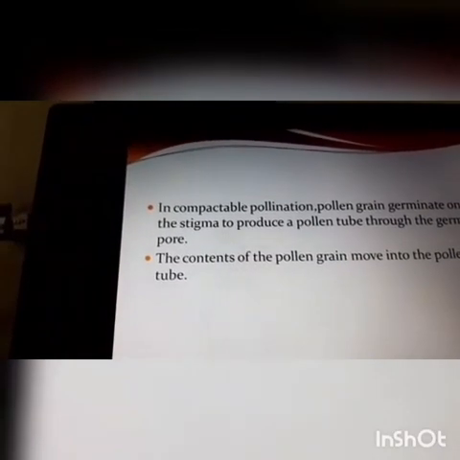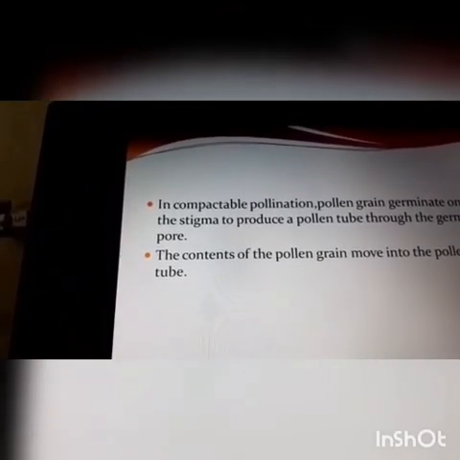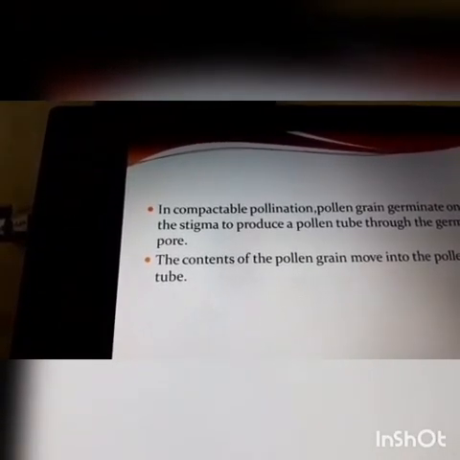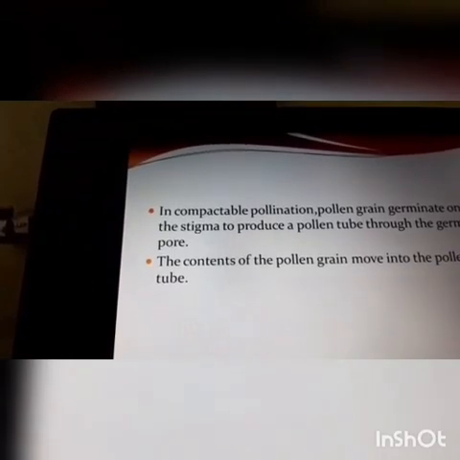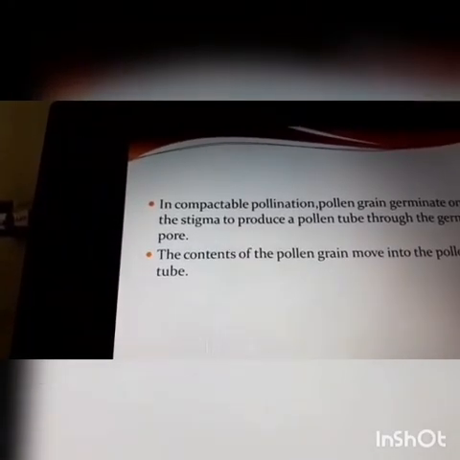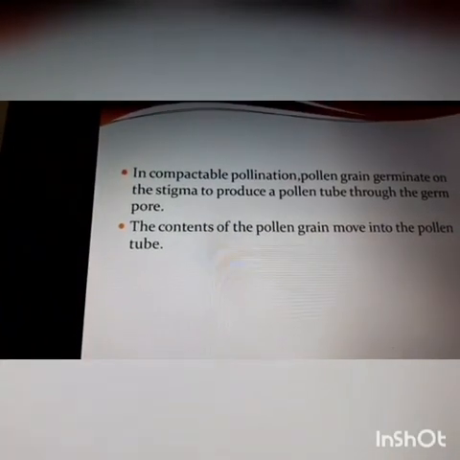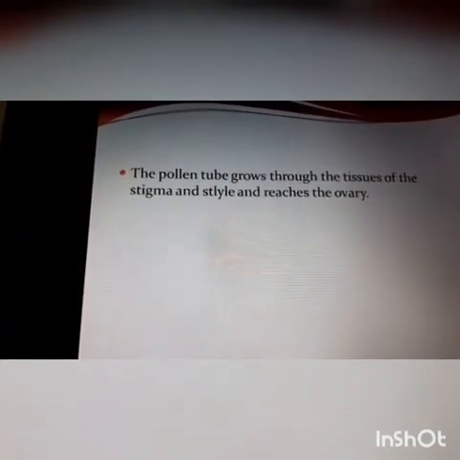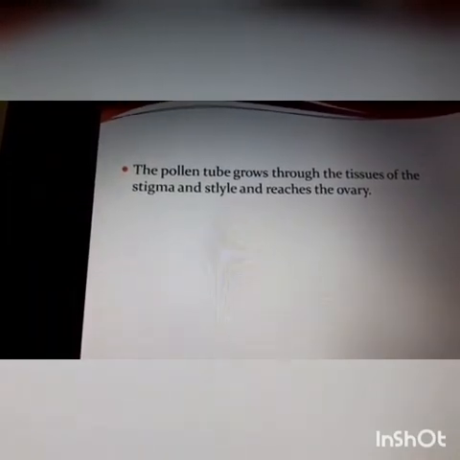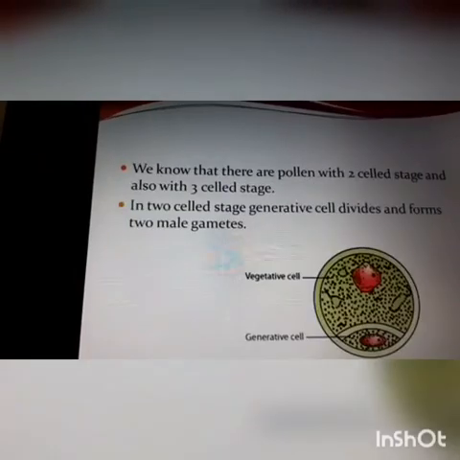In compatible pollination, pollen grains germinate on the stigma to produce a pollen tube through the germ pore. We know that except at the germ pore, sporopollenin, the tough organic material, is absent. You remember, children? So the contents of the pollen grain move into the pollen tube. What is the content of the pollen tube? It contains the male gametophyte, right? So the pollen tube grows through the tissue of the stigma and style and reaches the ovary.